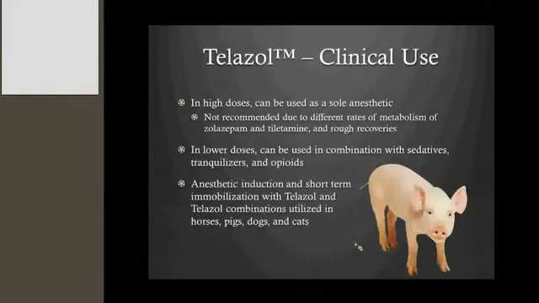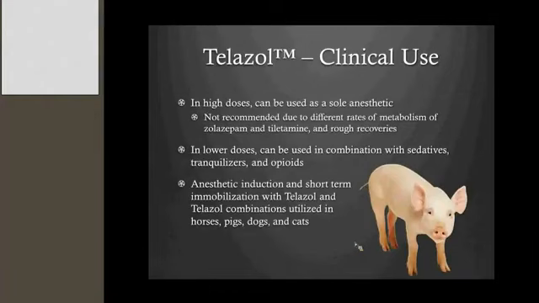So clinically, when do we use Tilazol? You can use it as a sole anesthetic. You can administer it IV the same way that you would give ketamine and midazolam. You can administer it IM as well. So this is actually the regimen of choice for having to anesthetize an aggressive dog, usually prior to euthanasia.